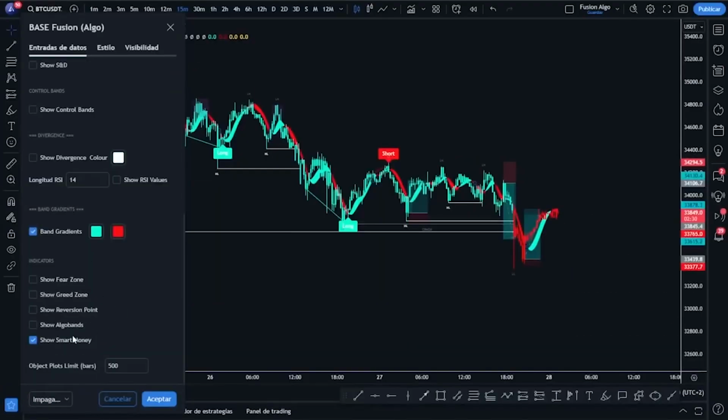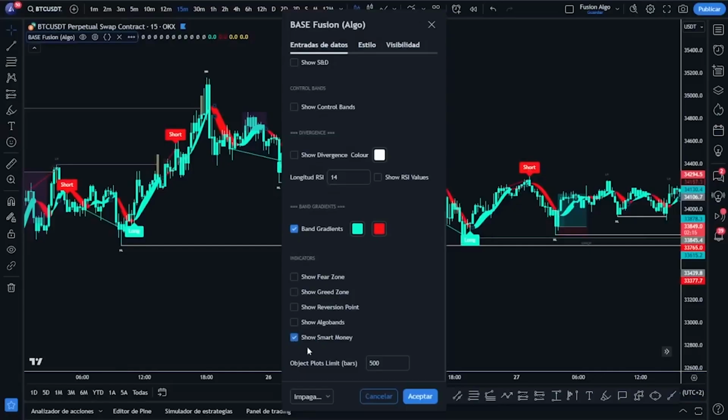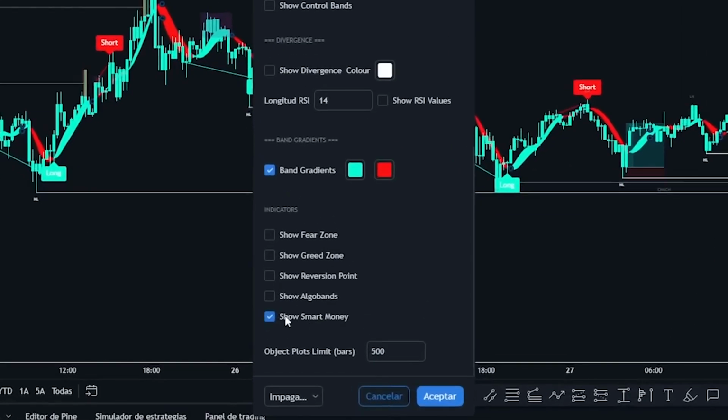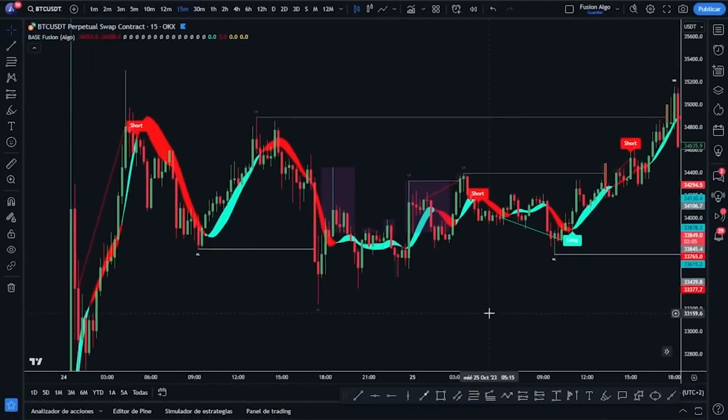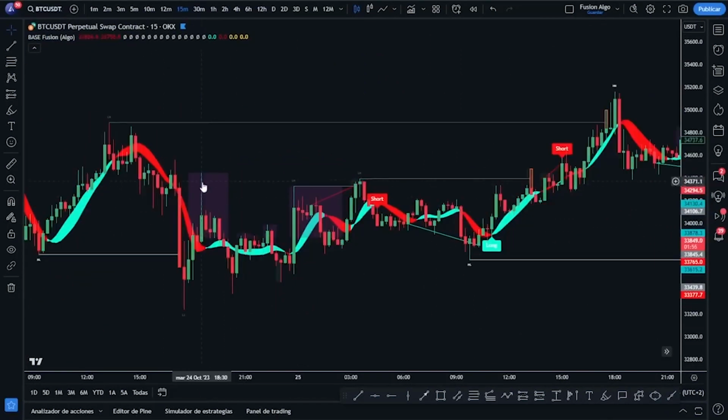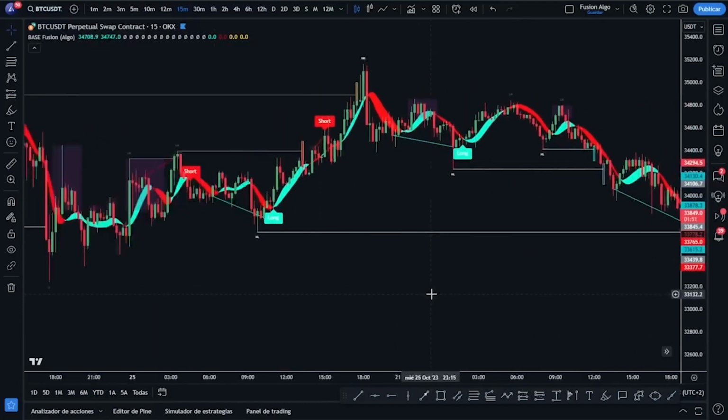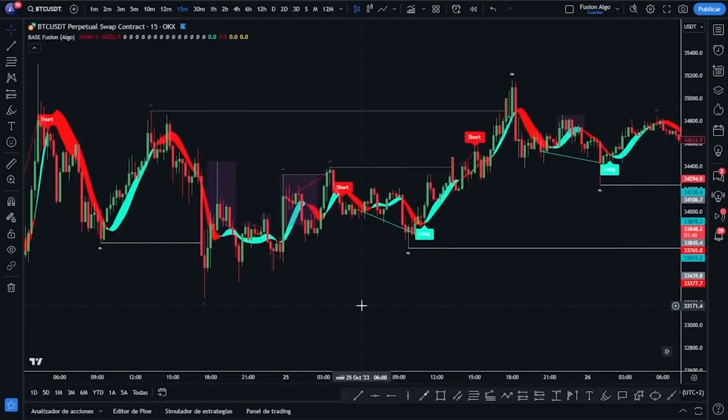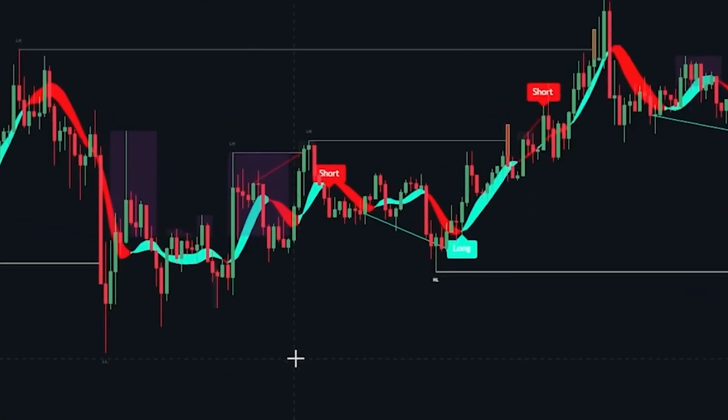A detail that we have added, for all those that use smart money style analysis: simply by checking this box here, show smart money, you will already have the best indicator that marks each breakout, and that also marks with these squares colored in red or green the breakouts that are occurring in lower time frames, that maybe you cannot be controlling all the time, and gives you the directionality of that breakout.